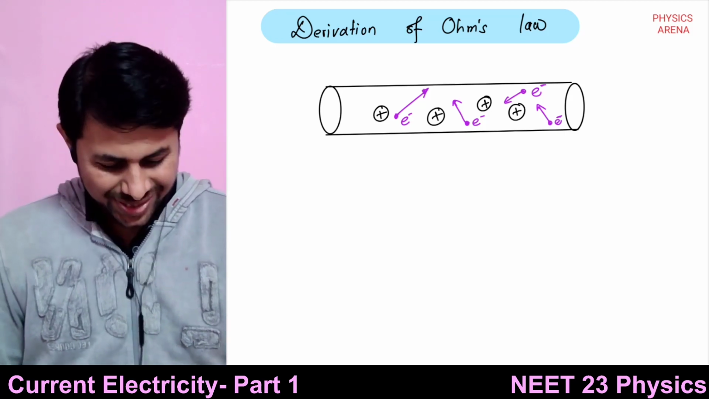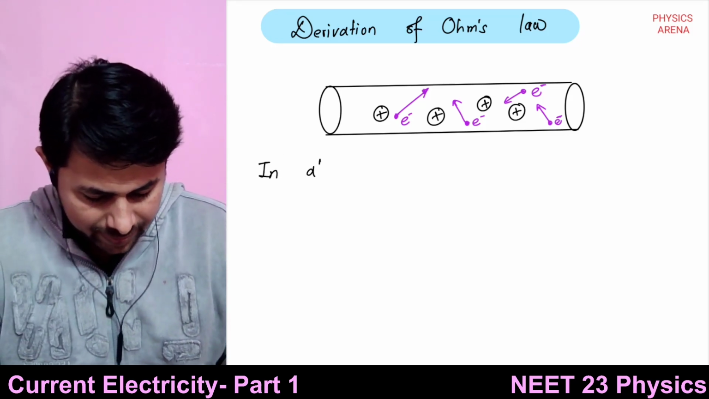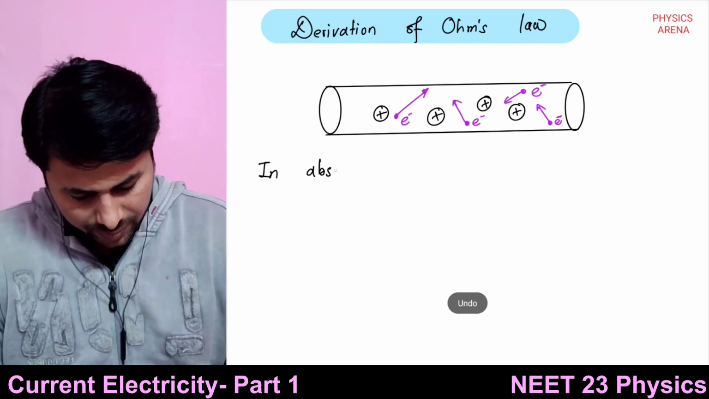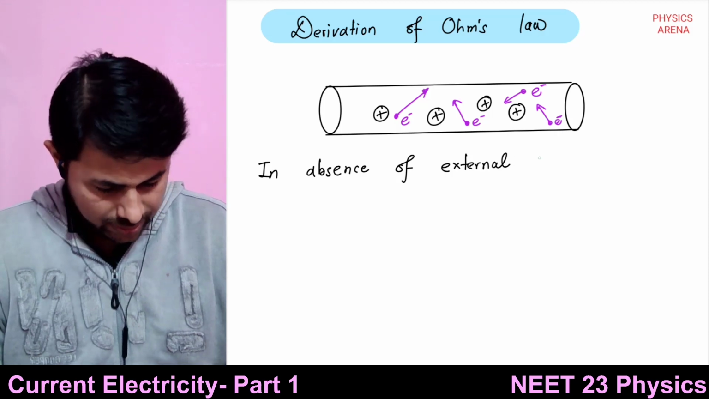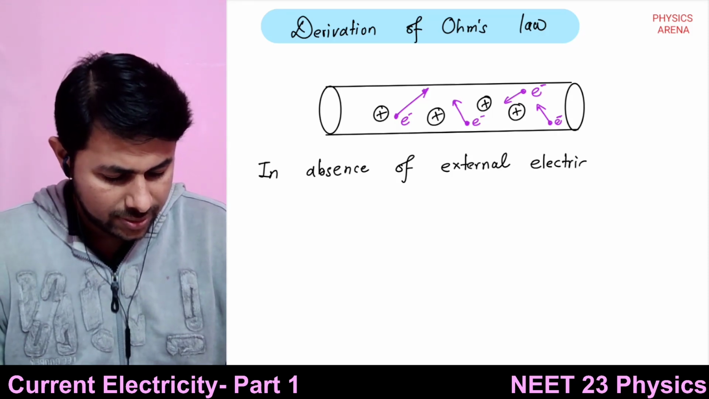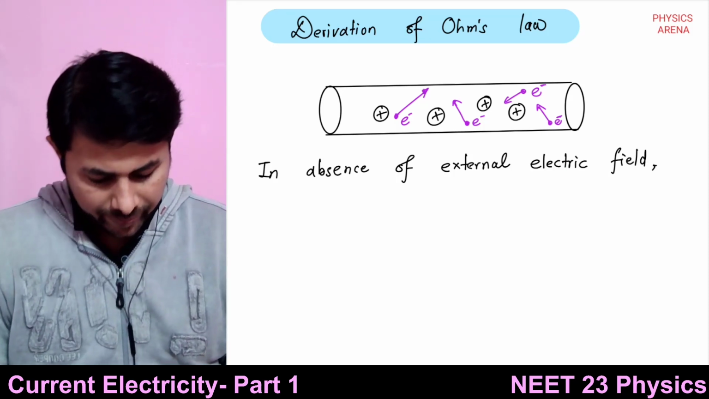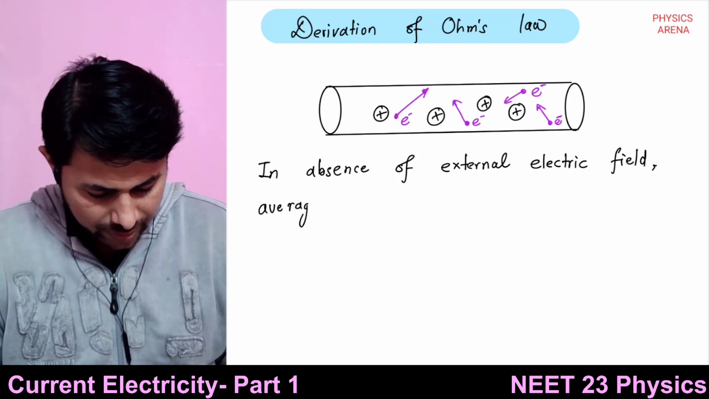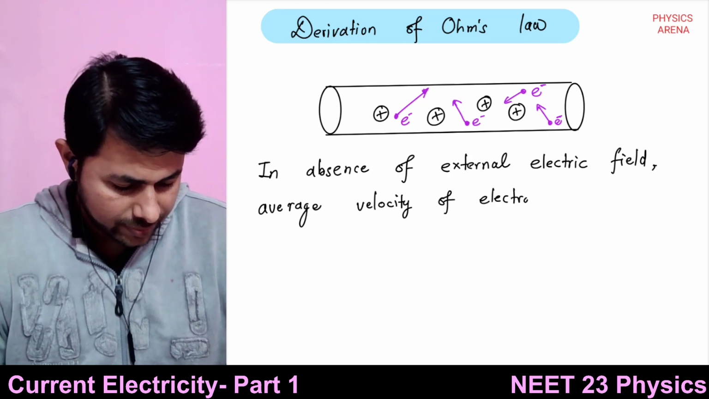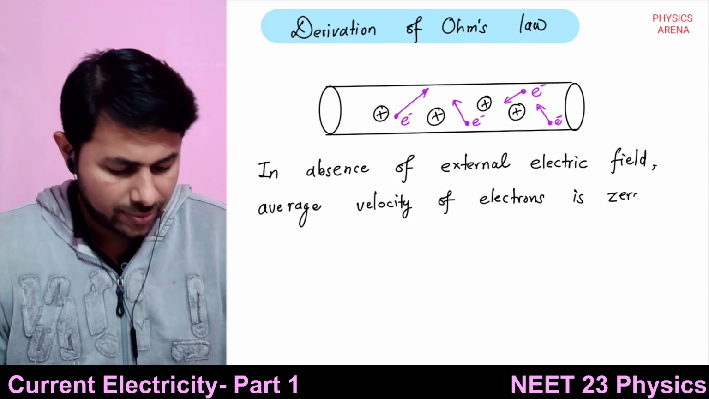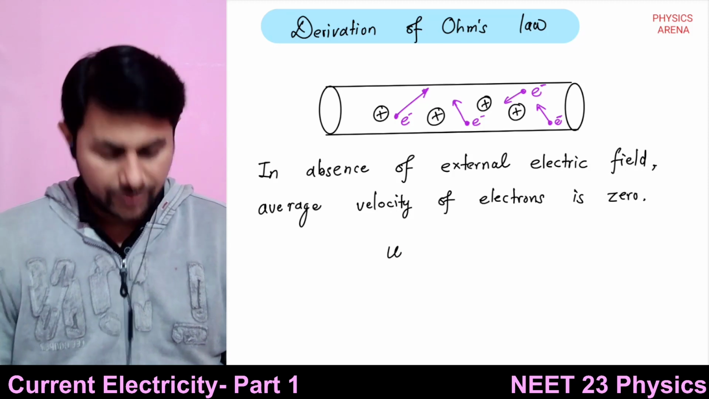There is no bias. Okay, so we can say that in absence of external electric field, the average velocity of electrons is zero. Okay, so let's suppose u is the average velocity.